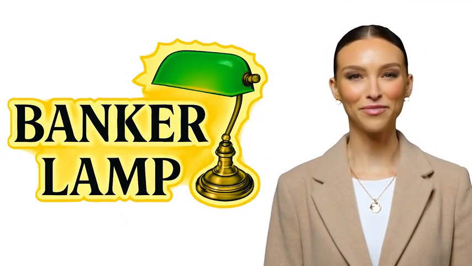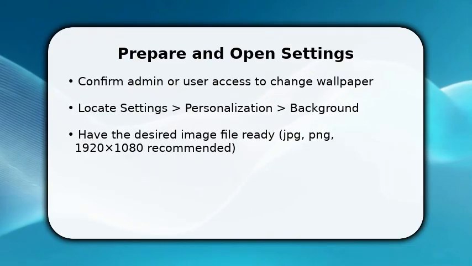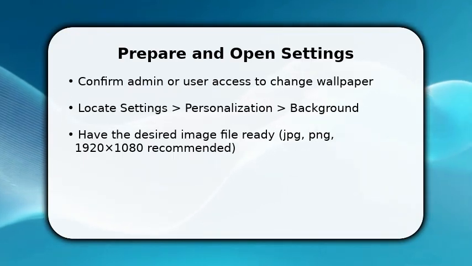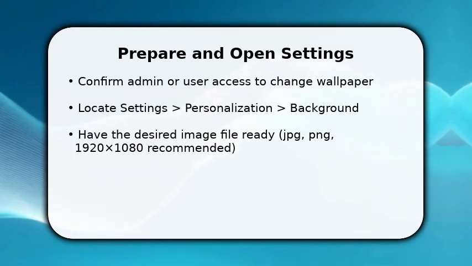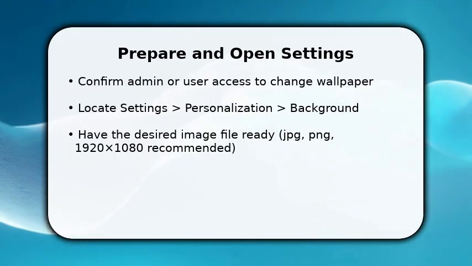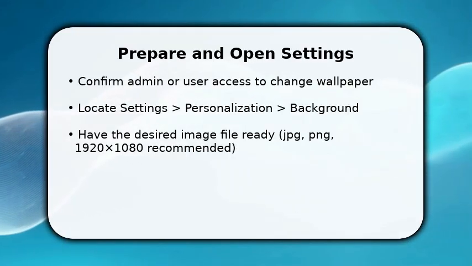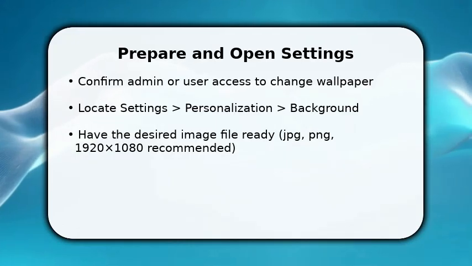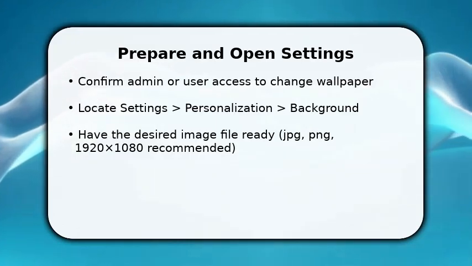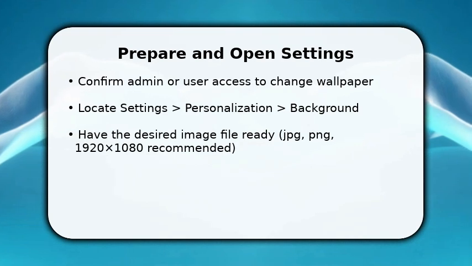Please enjoy the video. You start by opening Settings and going straight to Personalization, because this is the only way that guarantees system-wide change. Once done, make sure you have admin access if required and the image saved where you can quickly find it. You should navigate to Background and choose the Background Type dropdown right away. Select Picture, then click Browse to pick your file. This immediate first action gets you into the exact controls you need to replace the wallpaper without extra steps.